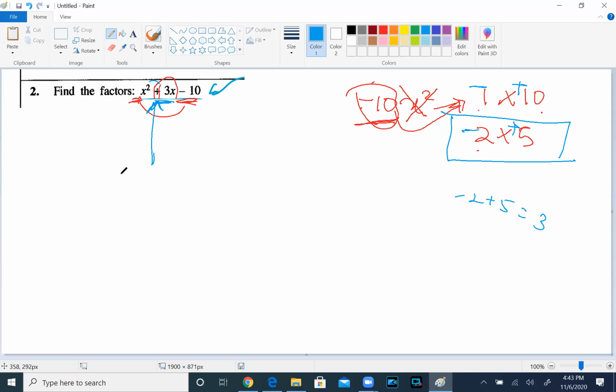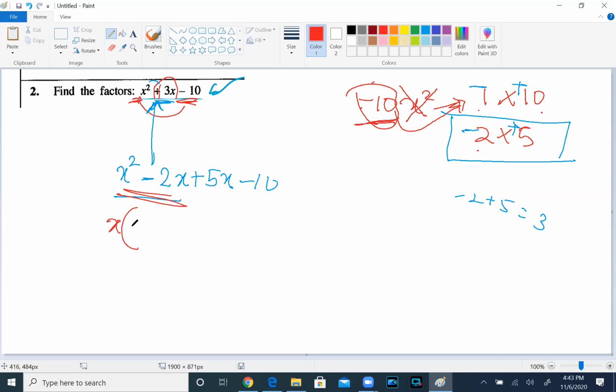So here it is going to be x square. Instead of plus 3, you are going to put minus 2x plus 5x. This will then give you the next term, minus 10. In these two, you can take x as a common factor.